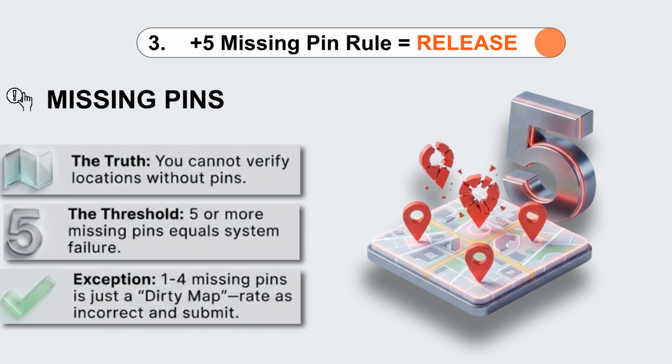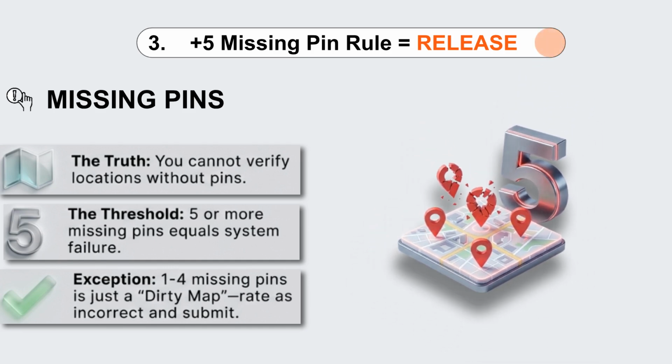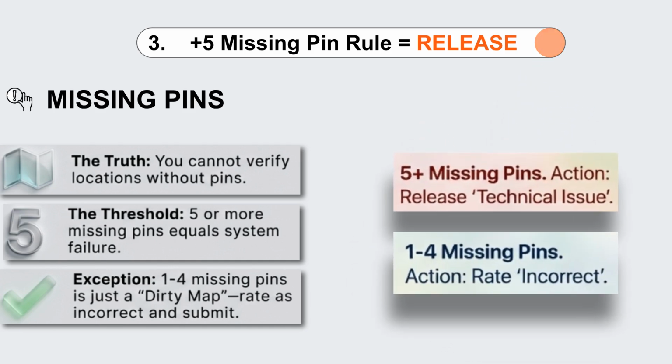So remember, the magic number is 5. If 5 or more address pins are missing from a single task, you release it. And if only 1 to 4 pins are missing, well, that's just called a dirty map. In that case, you rate those missing pins as wrong and you finish the rest of the task. Even if the pins are perfect, the final red zone filter is the clock.